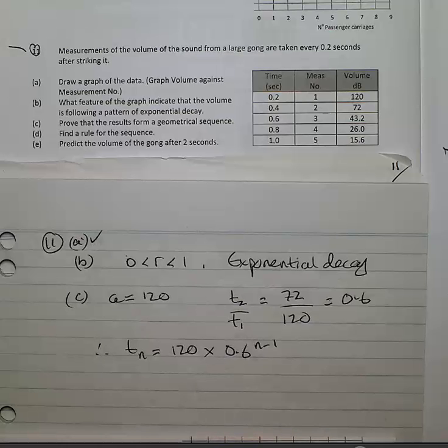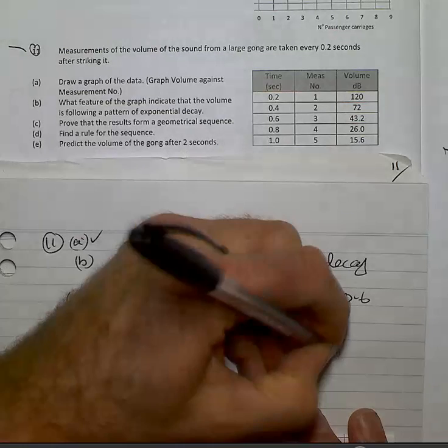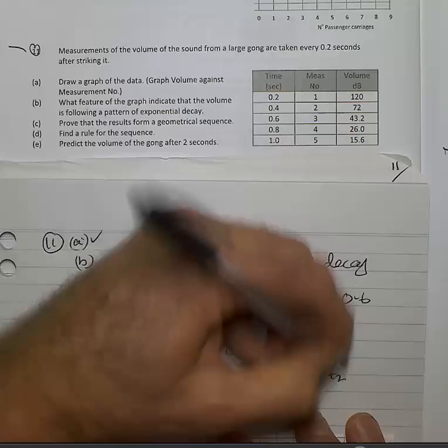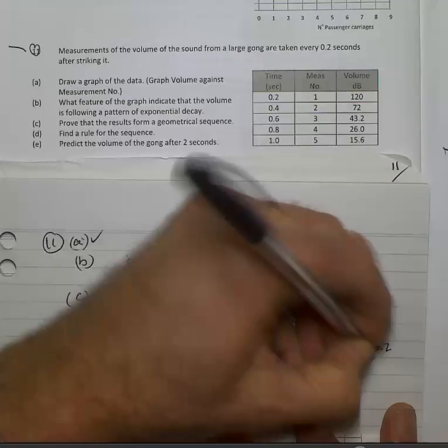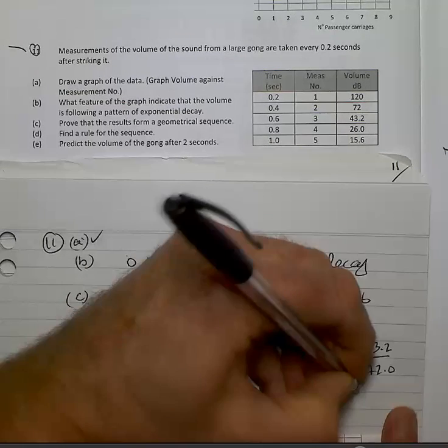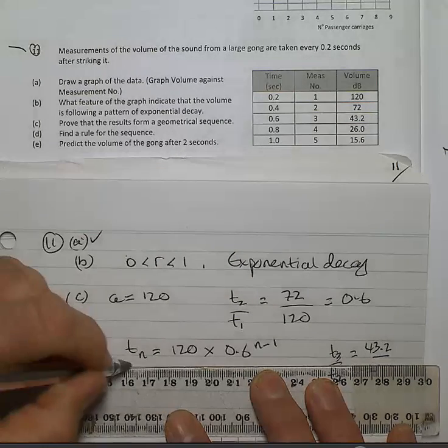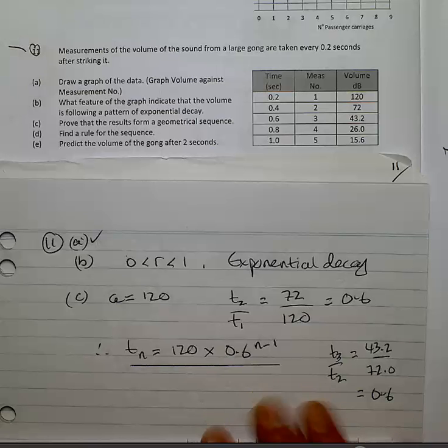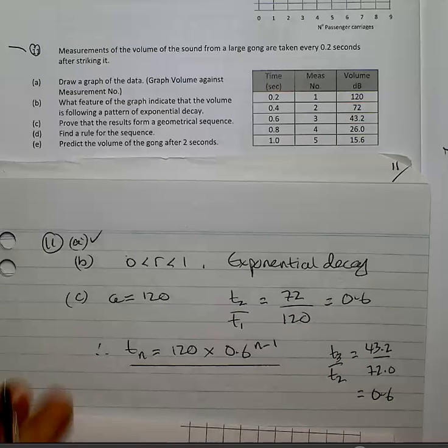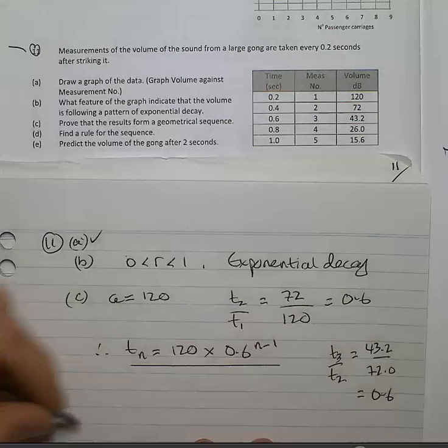Now, I could double check that by going T3 divided by T2, but you would find that was 0.6 as well. So therefore, it follows a geometrical sequence. If you want to, you can enter that into your calculator and check the results.